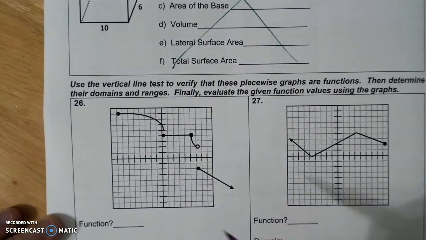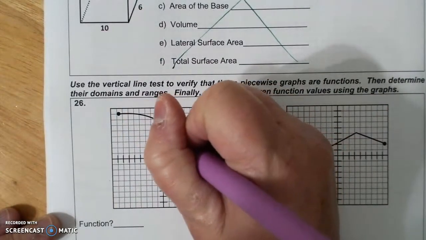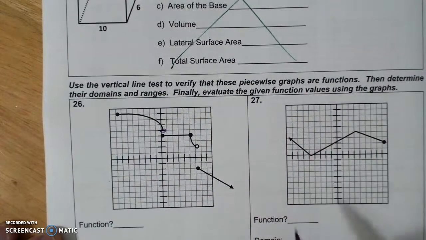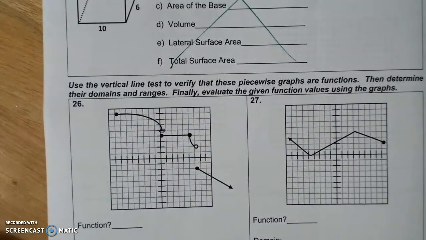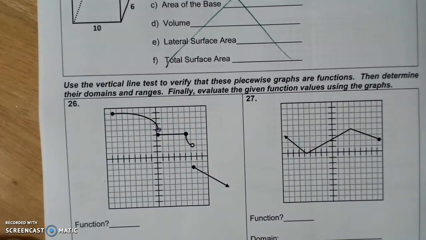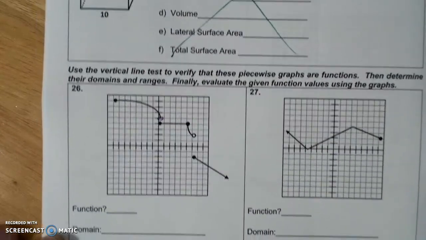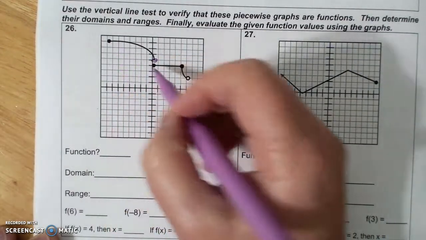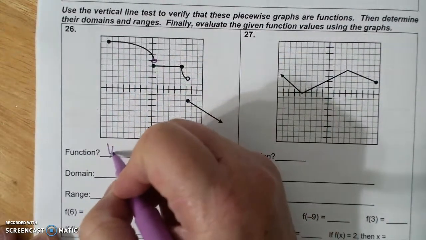Use the vertical line test to verify that these piecewise functions or piecewise graphs are functions, then determine their domain and range. Finally, evaluate given function values using the graph. Okay, with an open dot, the vertical line test says yes, it is a function.